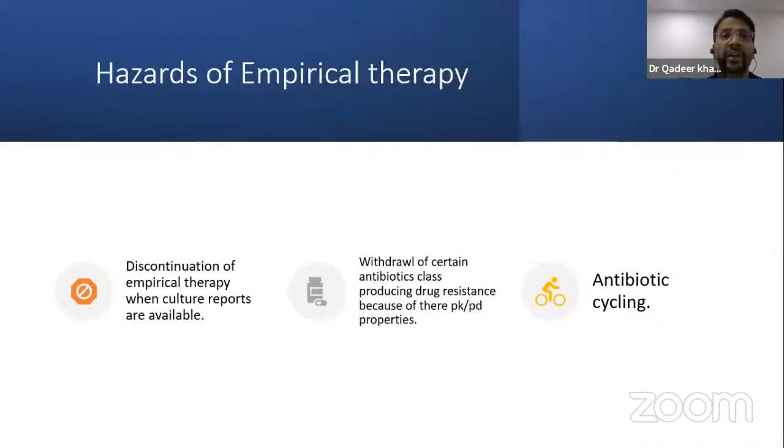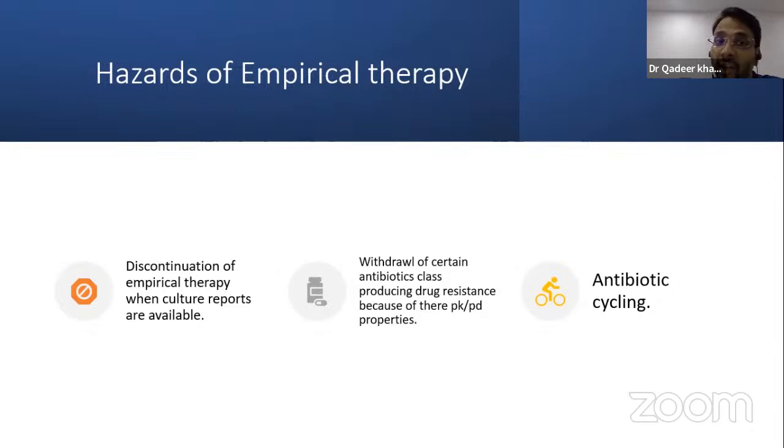How long should we continue empirical therapy, and what are the hazards of empirical therapy? As I said, drug resistance, inappropriate use, longer duration and cost burden can worsen the clinical outcome of the patient. So discontinue the empirical therapy when the cultures are available, and narrow down your antibiotic selection based on the culture reports. We should also consider withdrawal of certain antibiotic classes producing drug resistance because of their PK/PD properties, not giving those antibiotics for a longer duration.